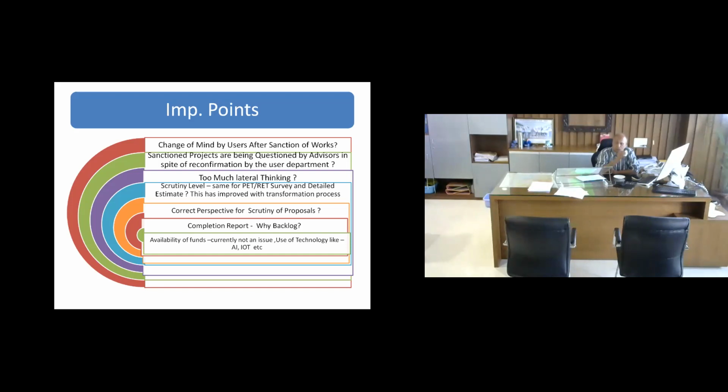Then use of technology, like software, gadgets, artificial intelligence, these things need to be encouraged, because ultimately we have to slowly reduce our manpower, and only technology can help you replace manpower requirement. So the use of technology has to be encouraged on projects and on railways as well.